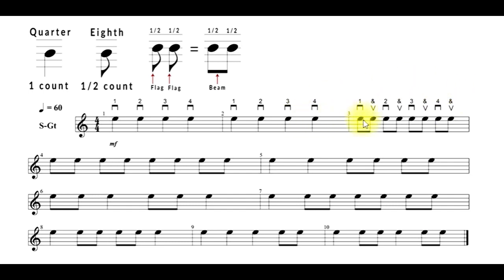And so as you notice, these were twice as fast as these. So our eighth notes are twice as fast as the quarter notes. And we represent that by the "and" beat. So we're going to use the "and" syllable for that.